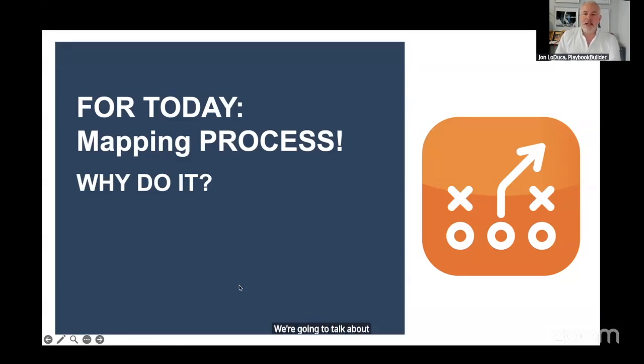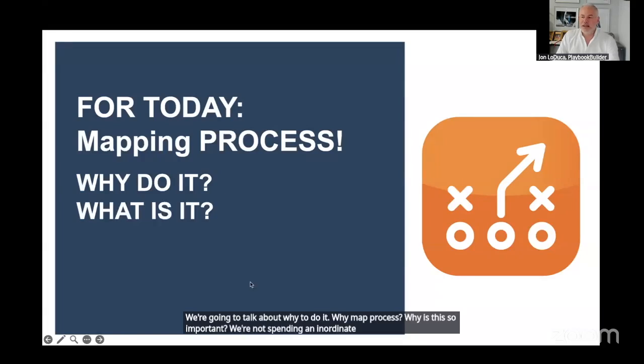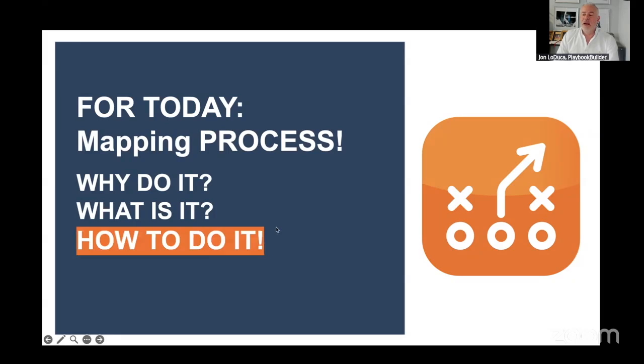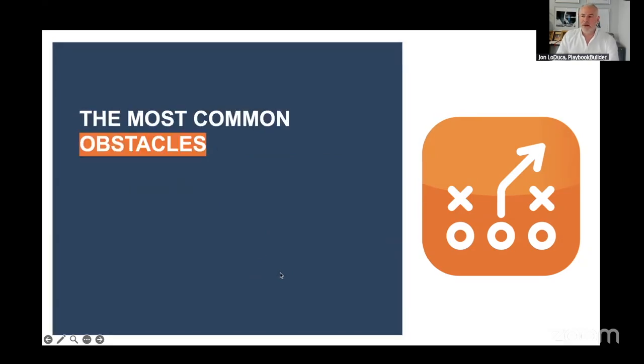We're going to talk about why to do it. Why map process? Why is this so important? We're not going to spend an inordinate amount of time on that, but we are going to address it. We're going to talk about what process is, because sometimes that gets lost in the mumbo jumbo of jargon, and it can be super annoying. Like, what does a process exactly mean? If you knew how many times I get asked that, you guys would laugh. And then finally, how to do it. We'll dive in together, and I'll do some examples. We'll walk through exactly how to do it.